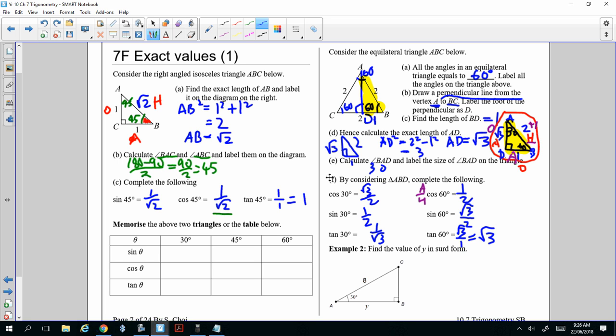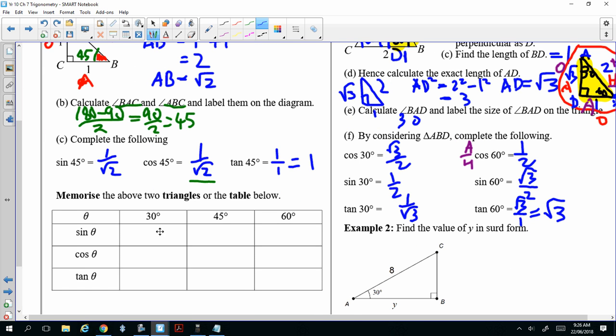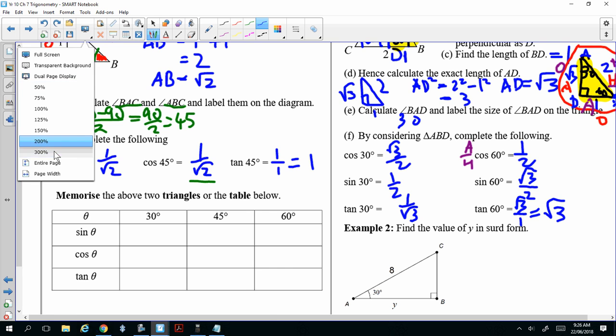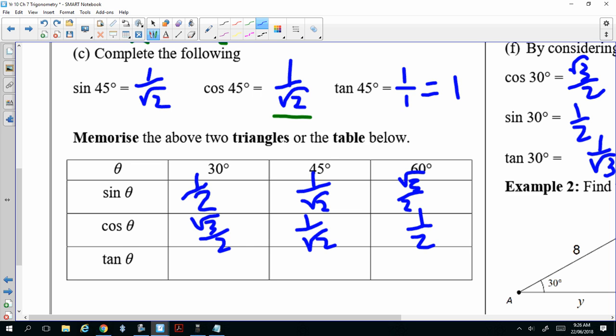So let's summarize all this on the table below. And if you can memorize this table, you know a lot about maths. Sin 30 is half, cos 60 is half. See how I do it? I know both of these are half. They both have the same values. Sin 60 is √3/2, cos 30 is also √3/2. And both sin 45 and cos 45 are exactly the same, both 1/√2. Then tan 30 is 1/√3, tan 60 is √3, and tan 45 is 1.